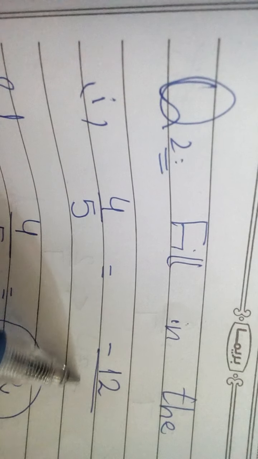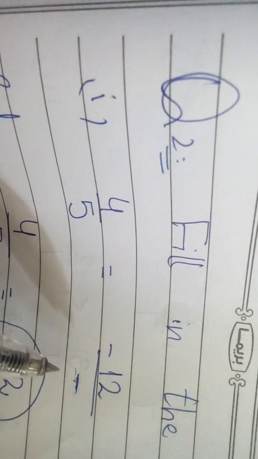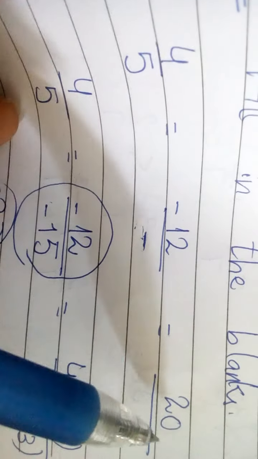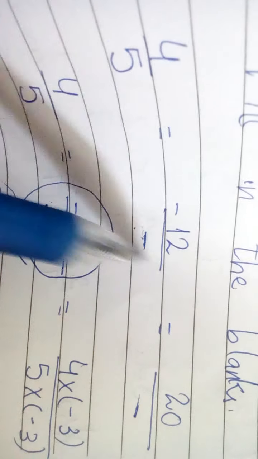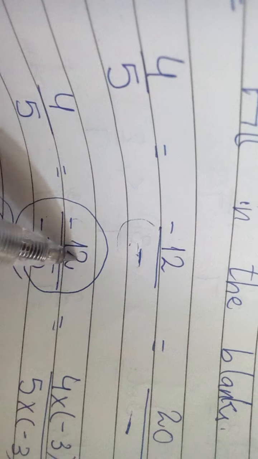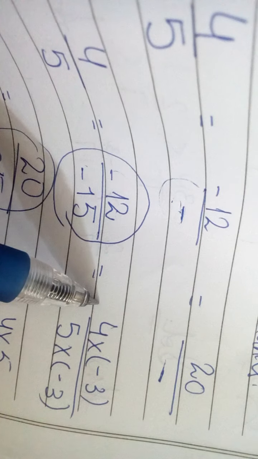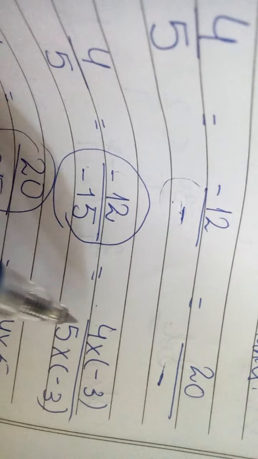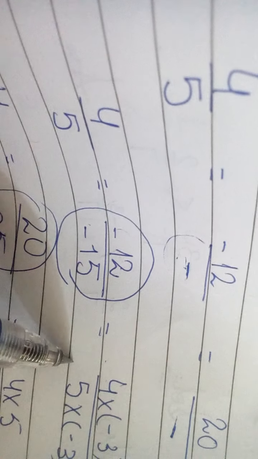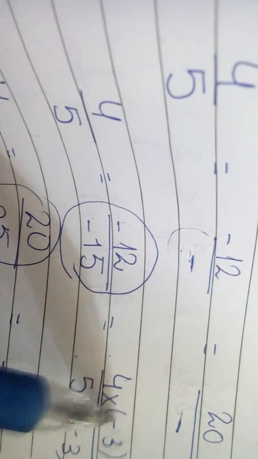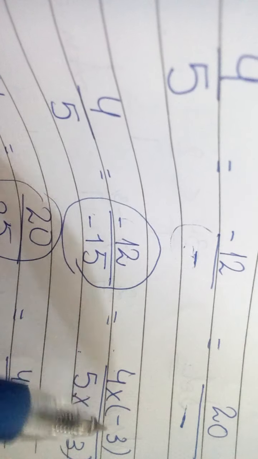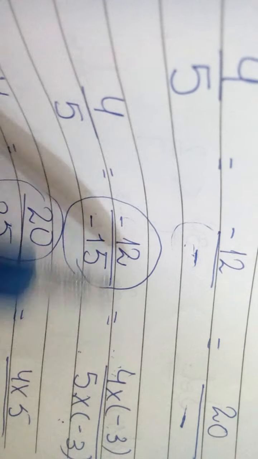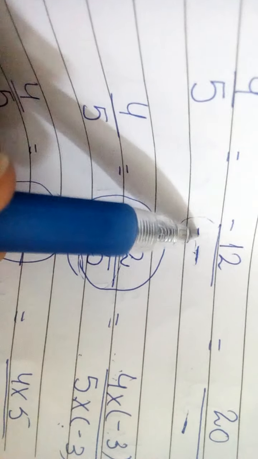Yes class, like this. 4 by 5 is equal to minus 12 by blank denominator, and the other is 20 by blank. First we solve this. 4 by 5 is equal to minus 12. How can we find the minus 12? Multiply 4 by minus 3, and down the number is 5, 5 multiply minus 3. Up and down both multiply by minus 3. 4 3s are 12, so 4 multiplied by minus 3 is minus 12. And 5 3s are 15, so there is minus 15. This is the answer, and we write here minus 15.